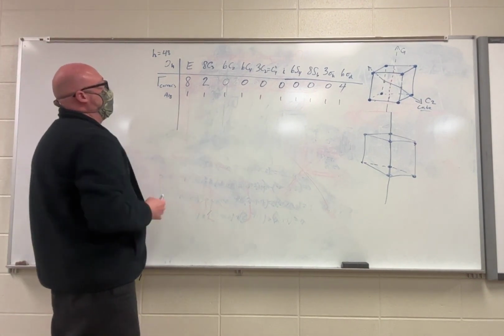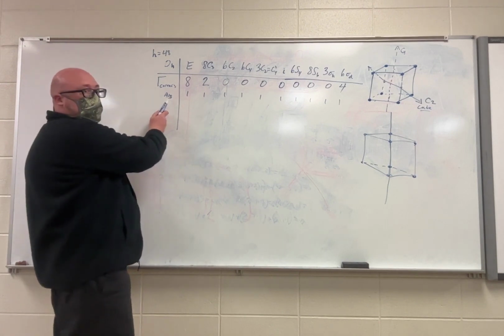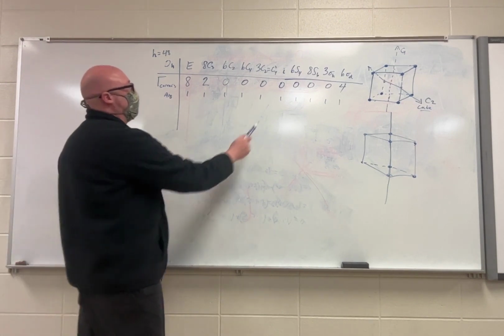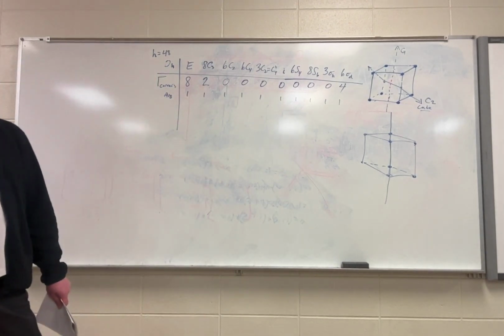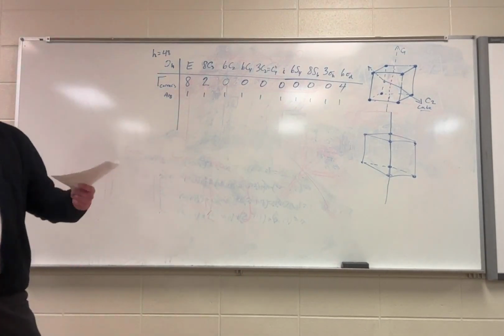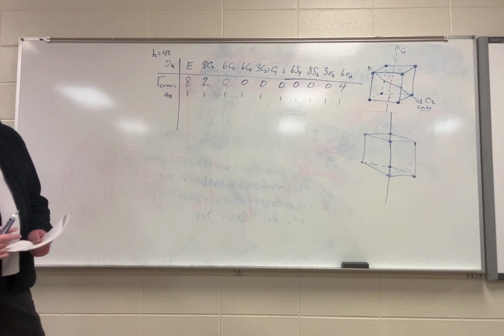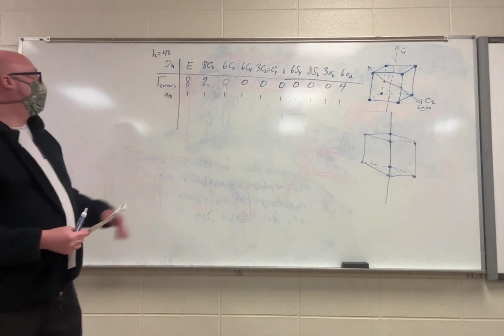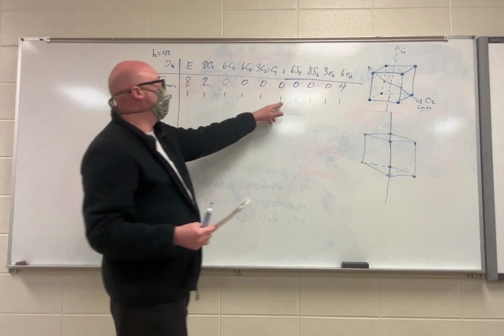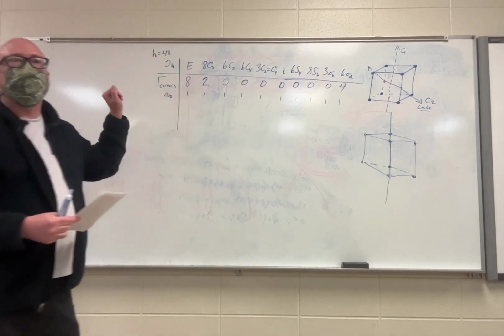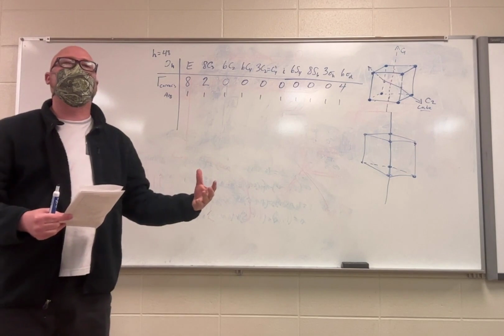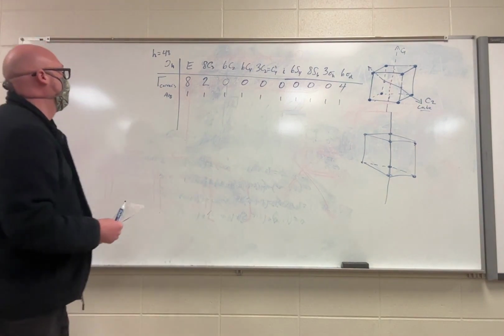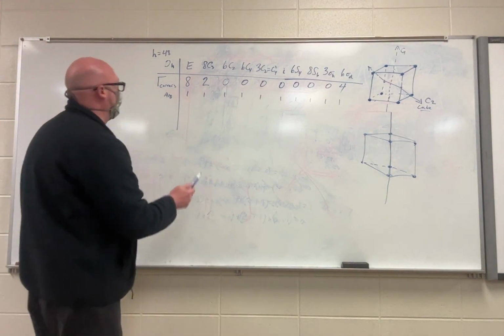So for the A1G representation, this is G because the character under the inversion class is positive, 1, which means this is symmetric with respect to inversion. If the character is -1 under I, then this gets the symbol U, which means it's asymmetric or antisymmetric with respect to inversion. That's just a side note.